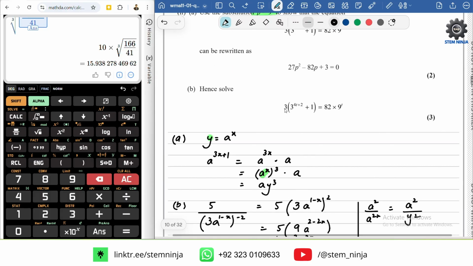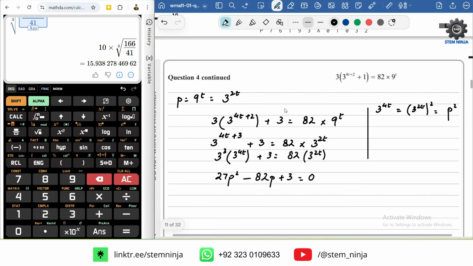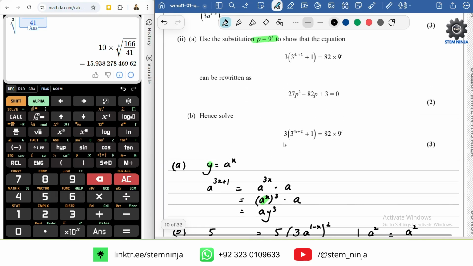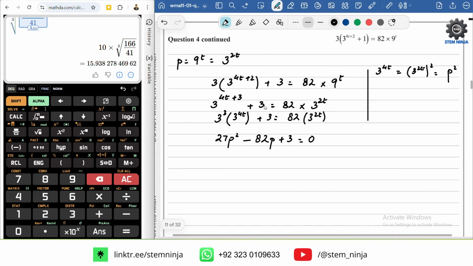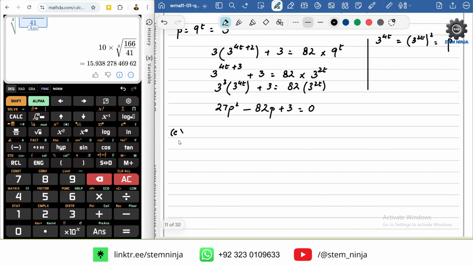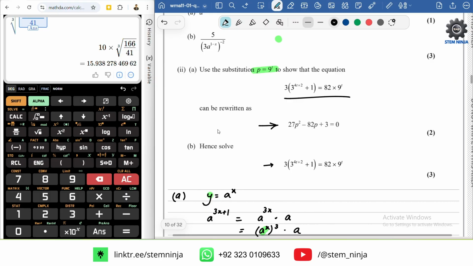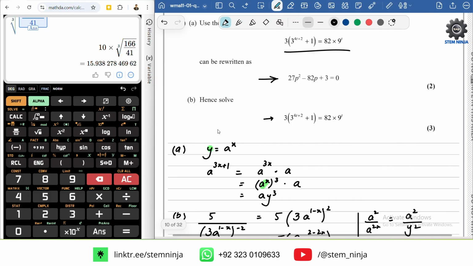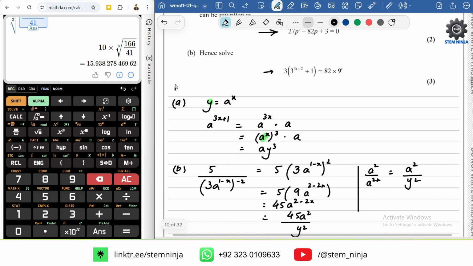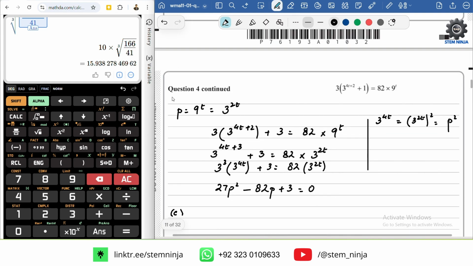So this was minus 82p plus 3. Hence, solving this equation is like solving this one. This is part 1, this is part 2A, and this is part 2B.